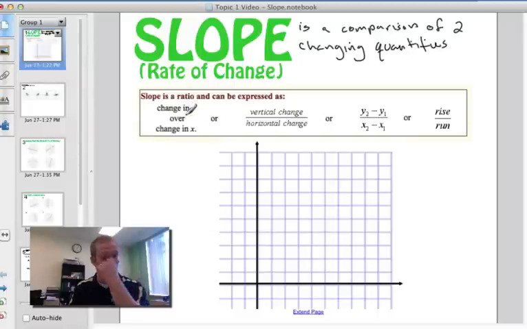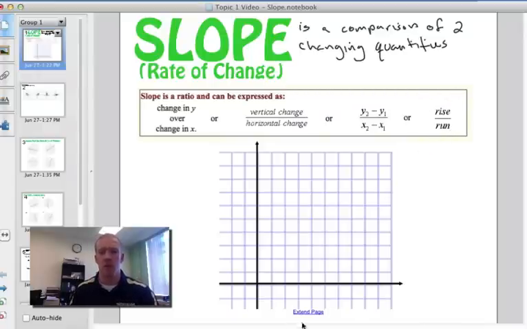So we can call it the change in y over the change in x, or the vertical change over the horizontal change. If we have coordinates, we use y2 minus y1 over x2 minus x1. A simple alliterative phrase is rise over run.